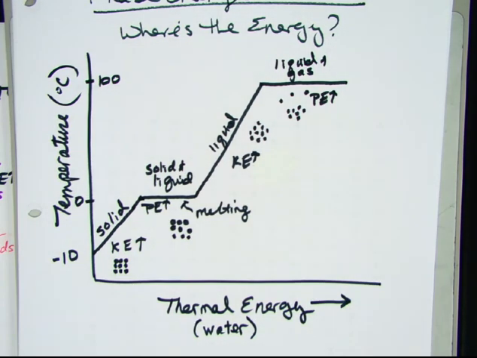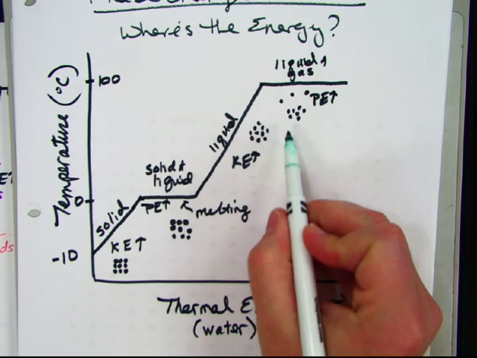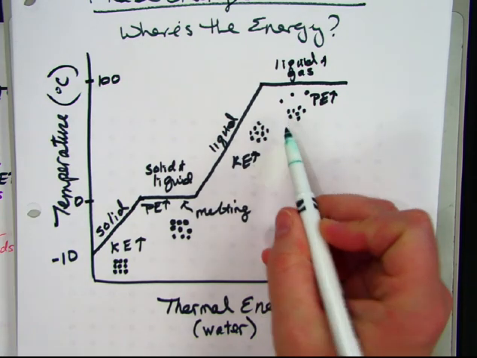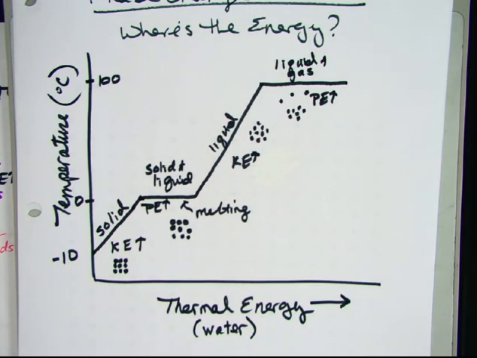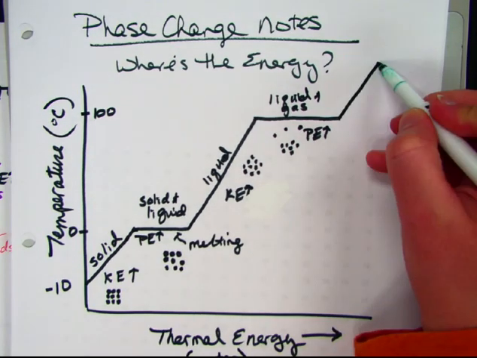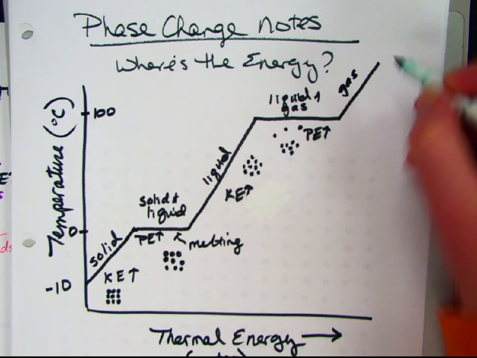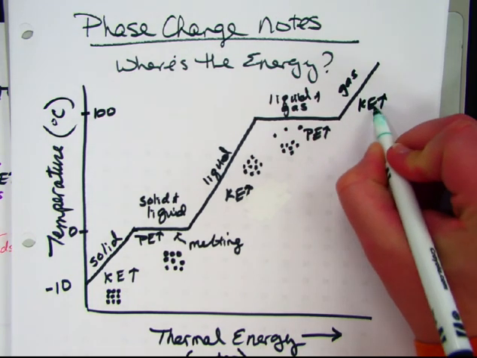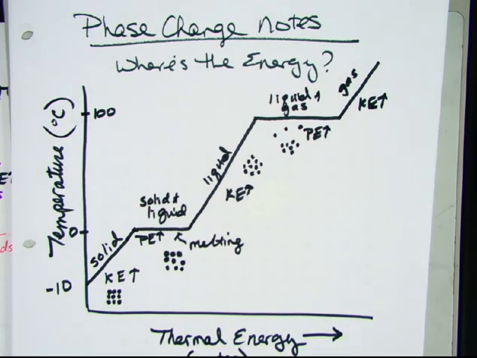They're not going to keep moving faster and faster, because it's going into potential energy, but it really likes to be together. They really like each other. So it takes a lot of energy to kick them farther away from each other. And then once we have turned everything into a gas, then our kinetic energy can go back up again, and we can see a temperature change.